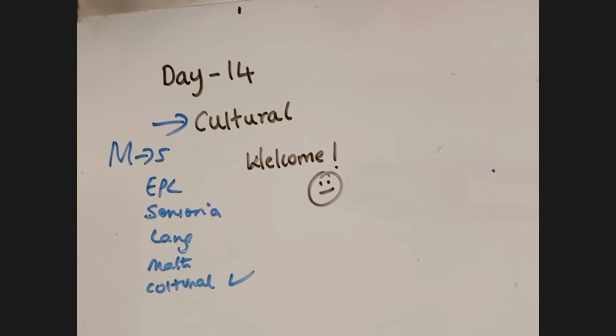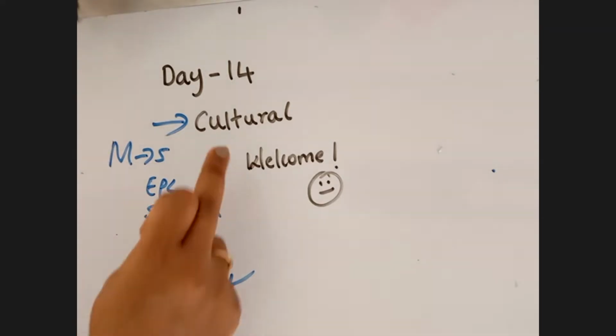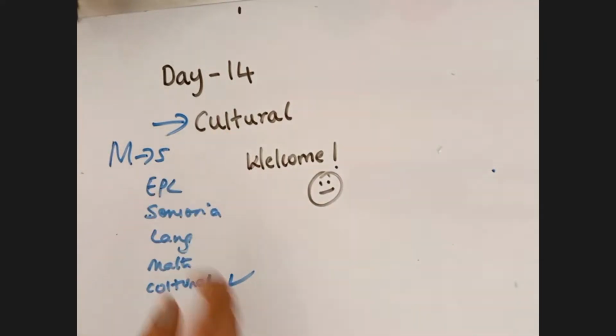Okay, so we have cultural sciences. I gave you a quick introduction to the students who have joined a little late. So we're going to be having the cultural lesson for today. And these are the 5 important areas of our Montessori: EPL, sensorial, language, math, and cultural. Today we're going to be working on the cultural sciences. So first of all, let me give you a quick introduction about what is cultural science. You can start noting it down.